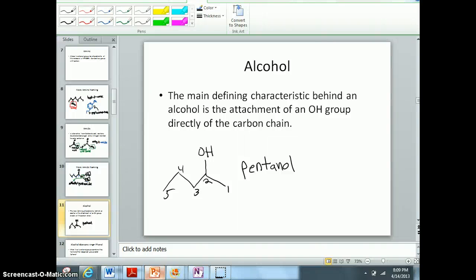Alright, to pick up right where I left off, it is pentanol, but it is on the 2 carbon, so it would be 2-pentanol. Indicate that it's there. Alright.